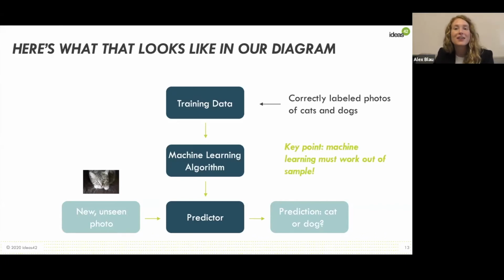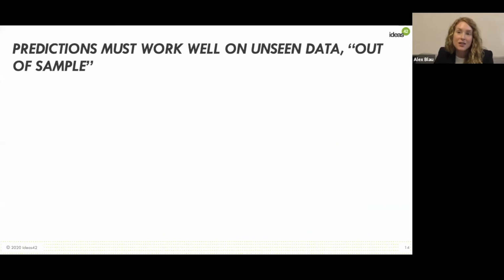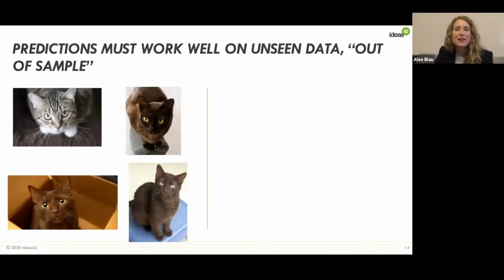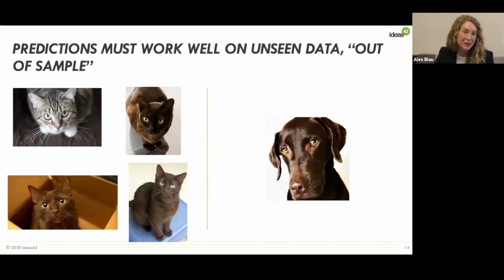And what's important here is that machine learning has to work out of sample. So it's not as important to make sure that the machine can predict what you have in your training data, but rather new data that's unseen and uncategorized. So in other words, the predictions have to work well out of sample. And to demonstrate this point, imagine that my training data was made up of cats that looked like this. So 75% of the cats in my training data are brown. And then I fed my predictor this picture of a dog. Well, what might happen is your predictor might anticipate that this is, and predict that this is a cat, right?